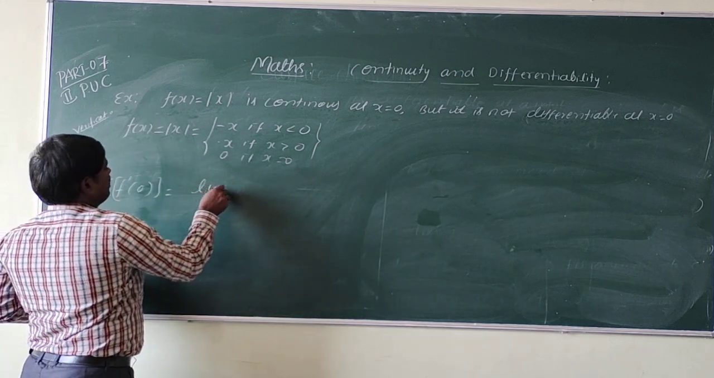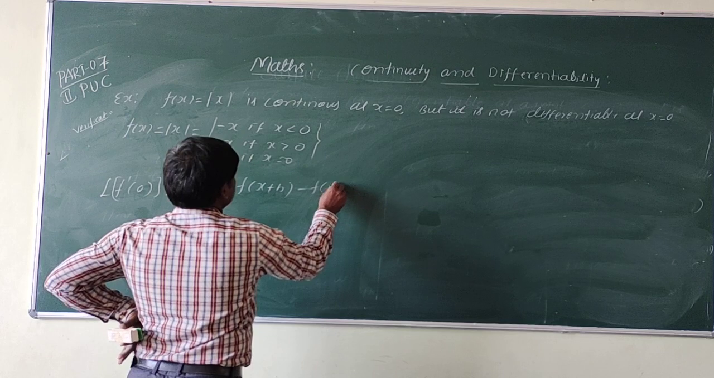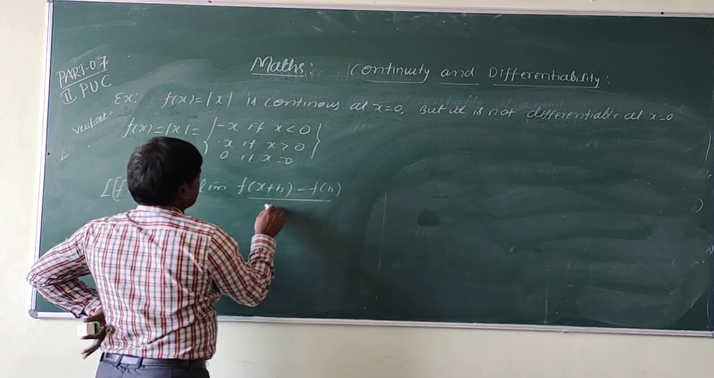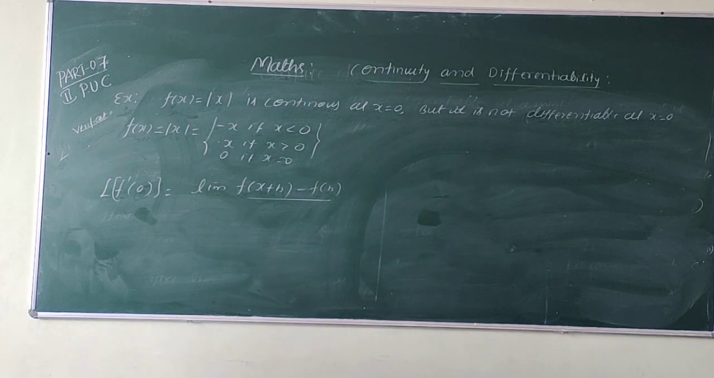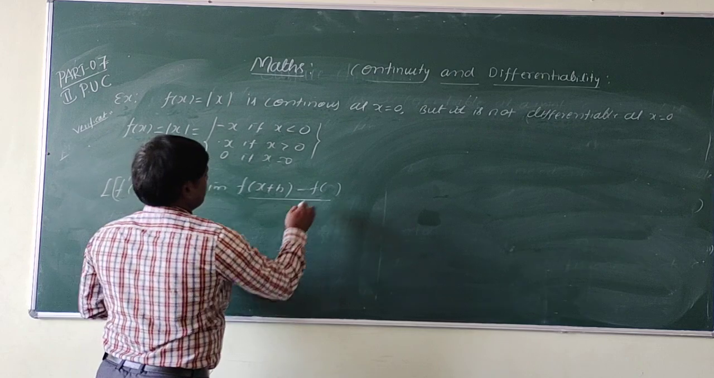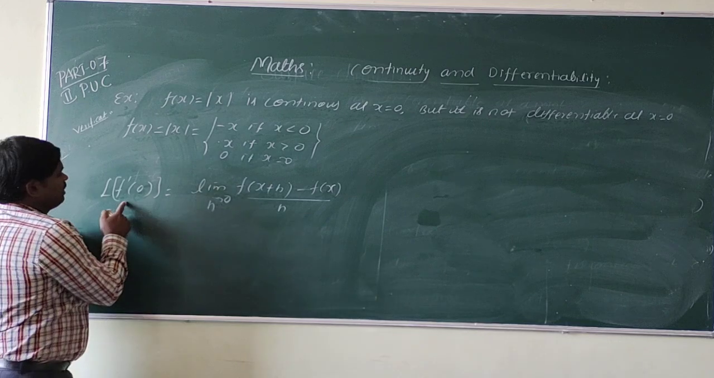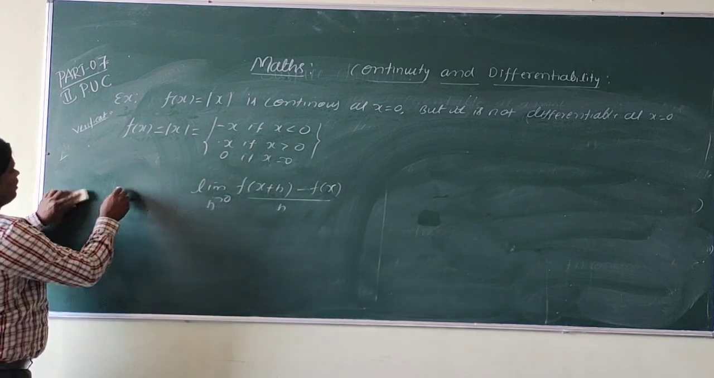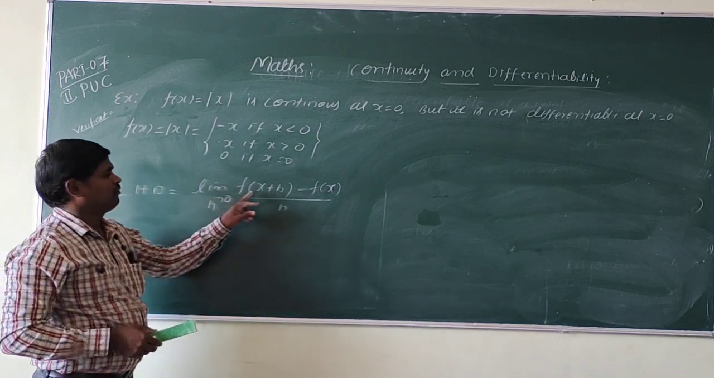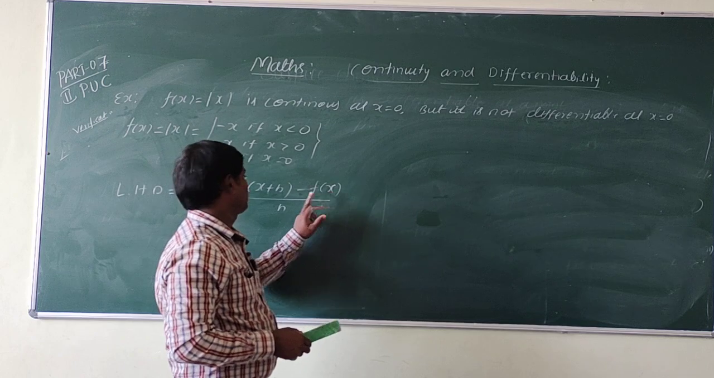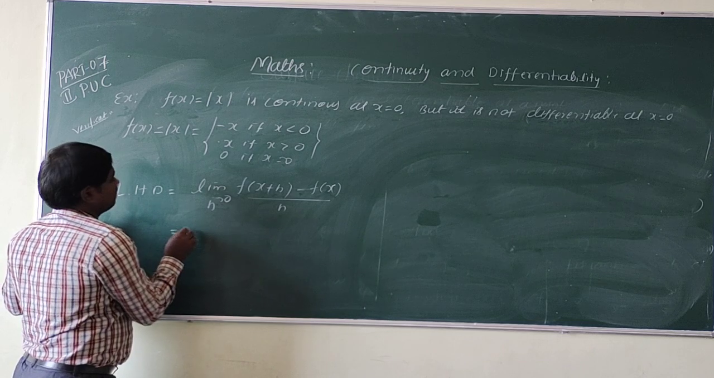This is the limit of f of (x plus h) minus f of x, divided by h, as h tends to 0. So first, the definition: the left hand derivative is the limit of f of (x plus h) minus f of x divided by h as h tends to 0 from the left.